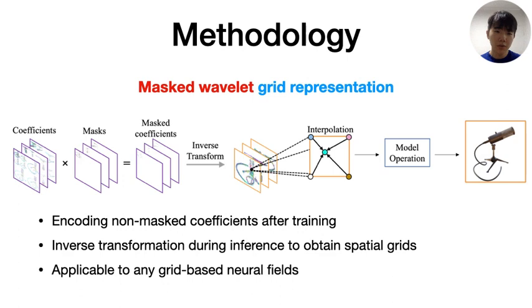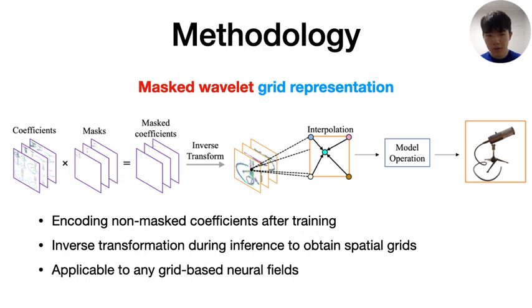Upon completion of the training process, we only encode or store the non-masked coefficients. As a result, trainable masks are no longer required. Importantly, this process incurs negligible cost during inference. Specifically, just before inference, we perform an inverse transform on the encoded wavelet coefficients to construct spatial grids. The subsequent rendering process, including grid sampling and interpolation, remains identical to that of spatial grid-based neural fields.